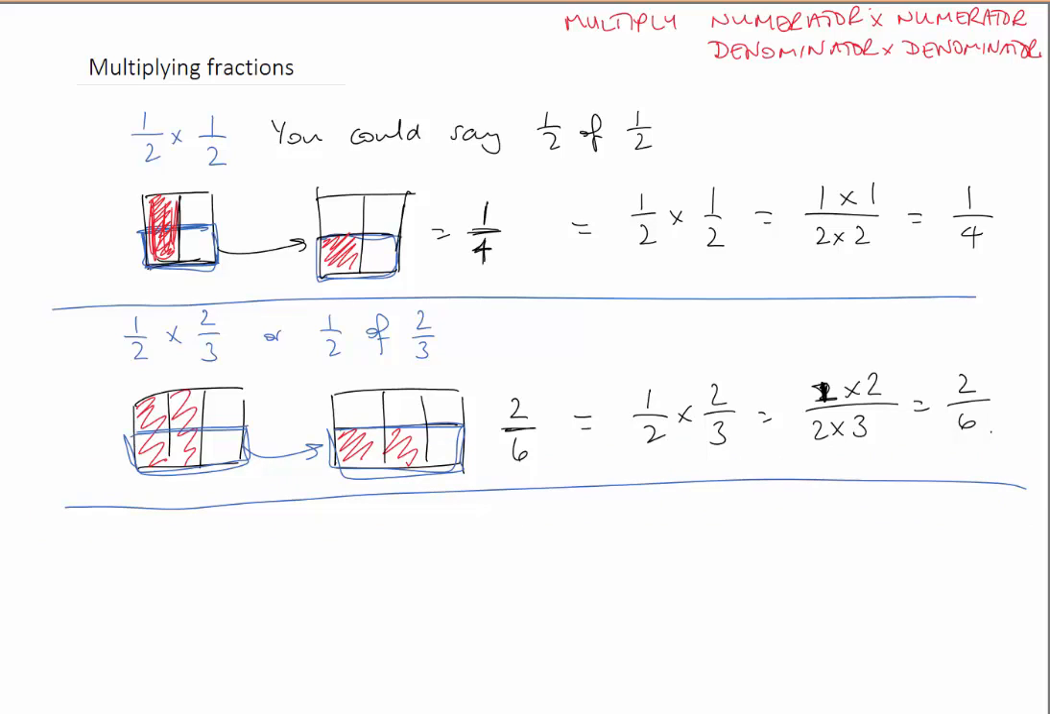And we can do several numbers at once if we like. So for example, 1/2 times 3/7 times 5/6 is equal to 1 times 3 times 5 all over 2 times 7 times 6, which is 15/84.